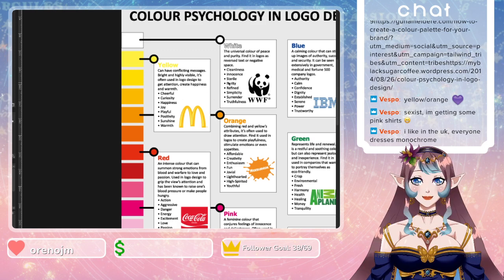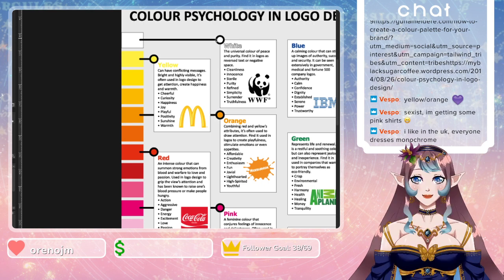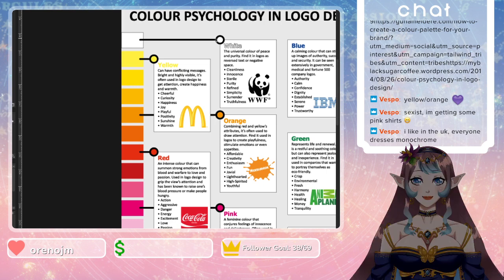Also, I skipped white, but see? Yellow grabs the attention and gets white skipped, even though it's right on top. See? Proves the point. So white is the universal color of peace and purity. You can find it in logos as reverse text or negative space, which we will be learning at some point.